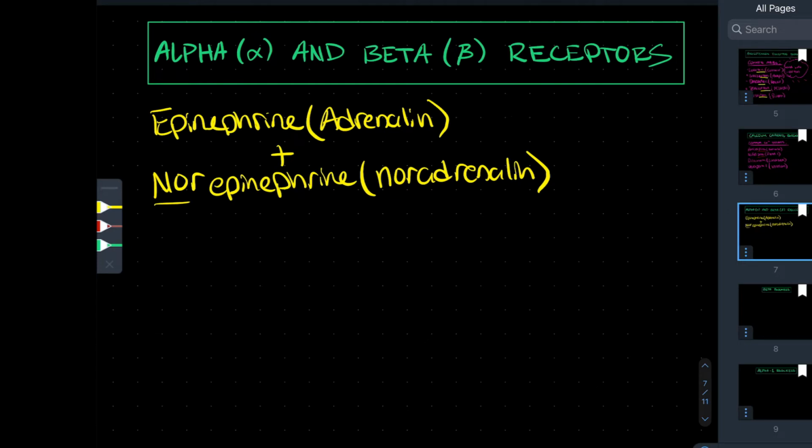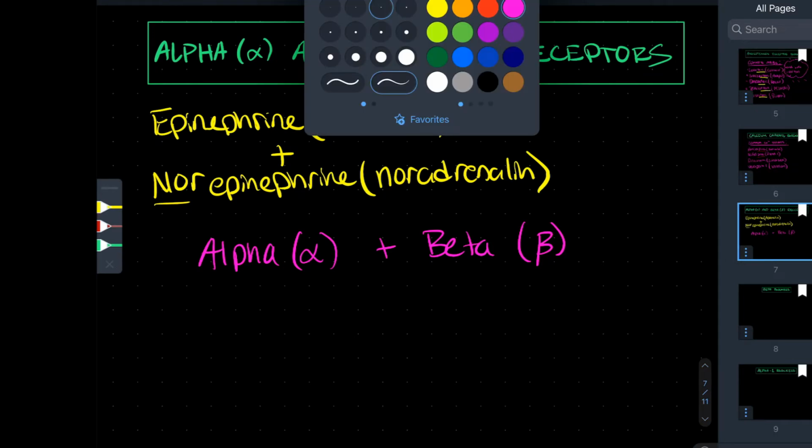So basically you have alpha and beta receptors. Depending on the receptor that's having epinephrine bound to it, it will elicit a different response. I always think of this handy mnemonic.